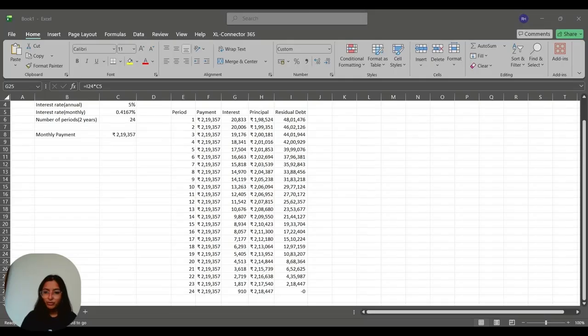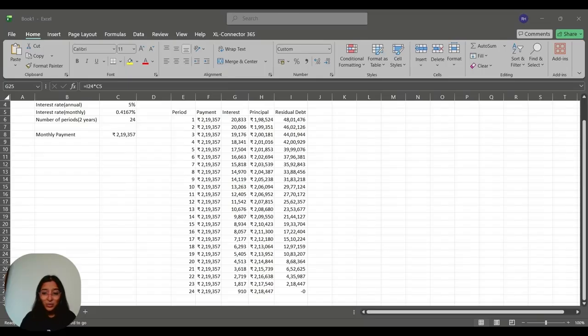So, before we wrap up, I want to take a step back and look at the bigger picture. What we learned is not just math or formulas. This is the foundation of how almost every loan in the world works. Home loans, car loans, as I said, personal loans, business loans, even the large term loans and corporate loans.